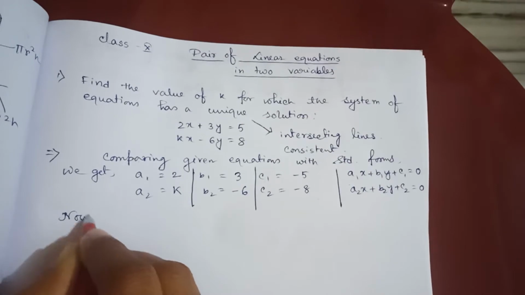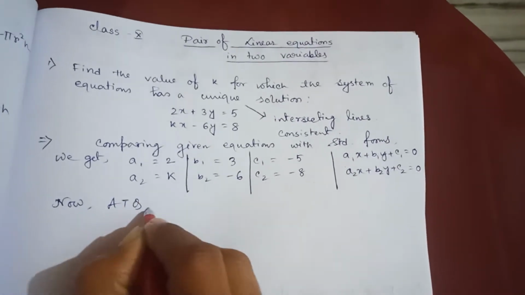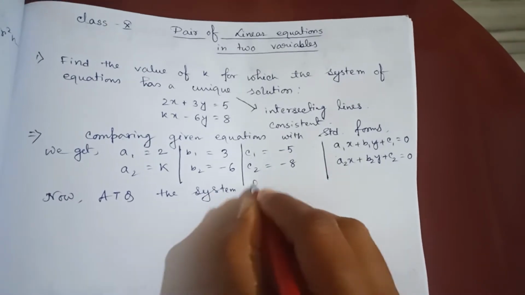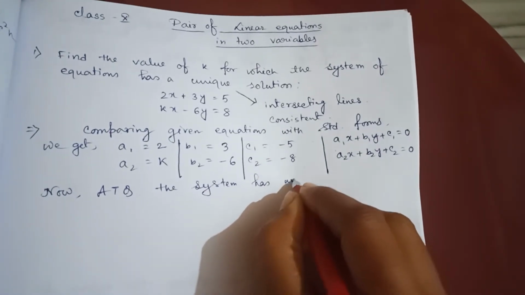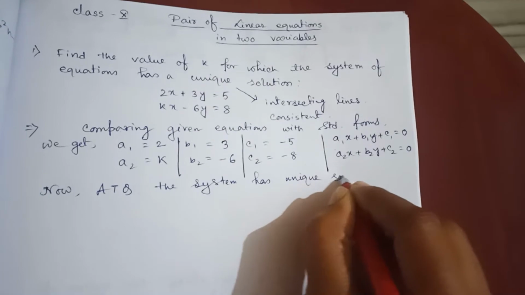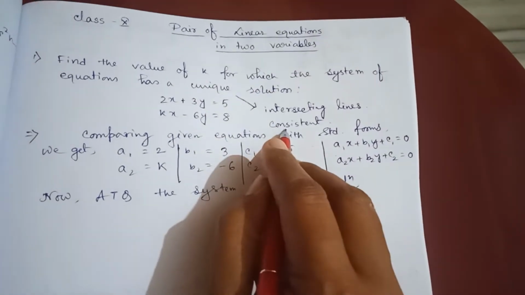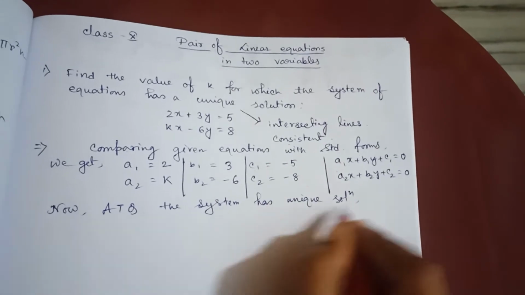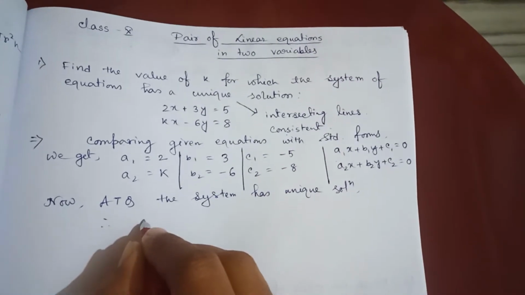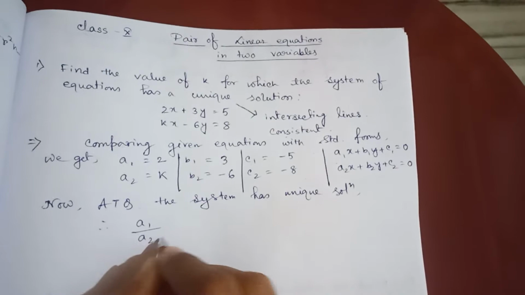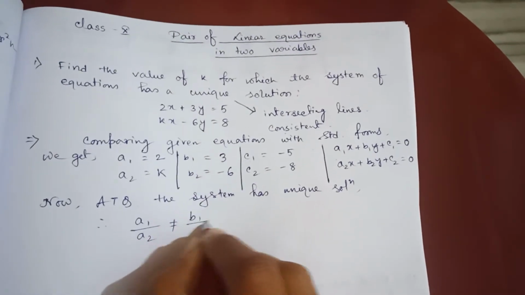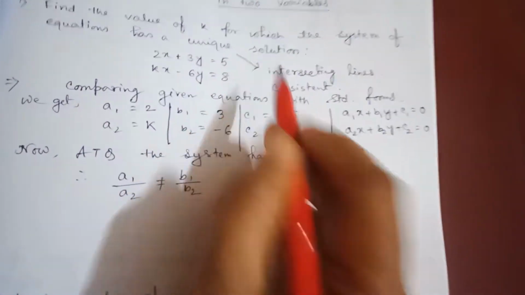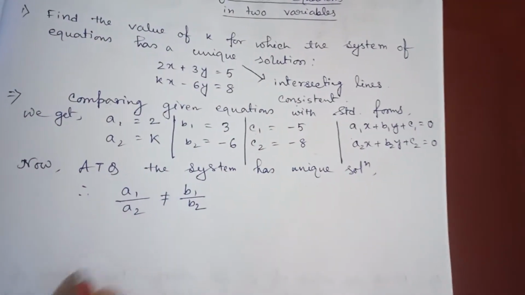Now according to the question, the system has a unique solution. And unique solution means, as I just told, consistent and intersecting lines. So we know, therefore, a1 by a2 must be not equal to b1 by b2, because this is the condition of consistency with unique solution. We all know it already.